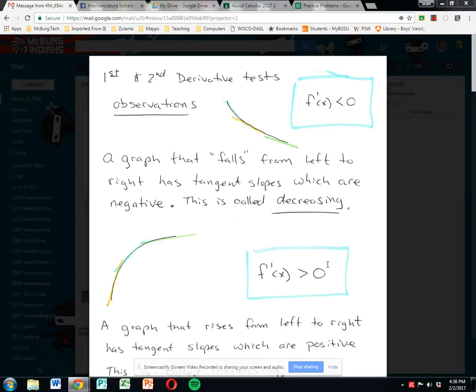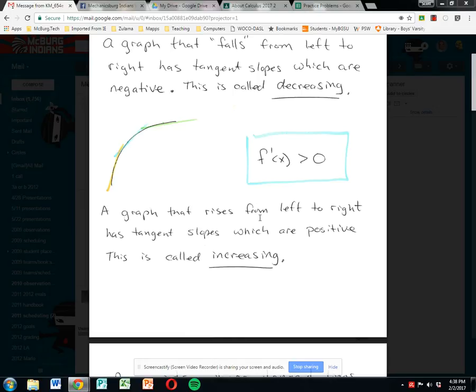All right, let's start on the first derivative test, and we're going to make some observations. Basic concepts are these. If the derivative of x is less than 0, then that graph has tangent slopes which are downhill tangent slopes, which means the graph itself is what's called decreasing. It falls from left to right.